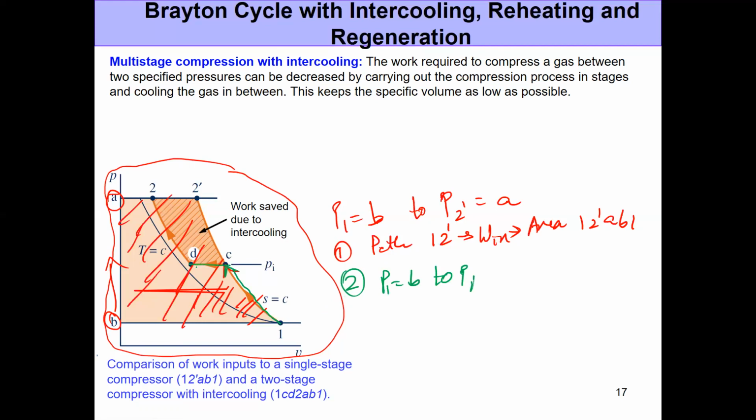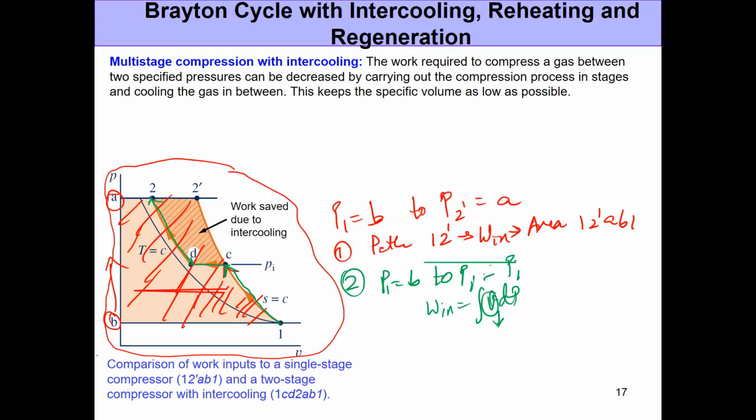You cool this down because you want to reduce the specific volume, and the specific volume is something that you would want to reduce because work input is integral VdP. Now the delta P is the same. If you can reduce specific volume, you can reduce the work input that's required. Anyway, you cool it down to a low temperature, and then you do the second compression stage, and it takes you eventually to the same pressure.